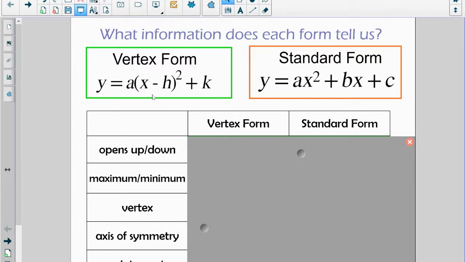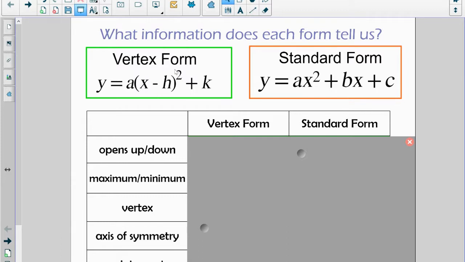In vertex form, we have the parentheses, and it's that whole thing in parentheses that's being squared. In standard form, it's just the x that's being squared. Both of the forms have a value of a, and that is actually the same value for a, so that's going to be similar. But we'll notice that vertex form has plus k at the end, standard form has plus c at the end, so those are actually different things. They represent different parts of the quadratic function.